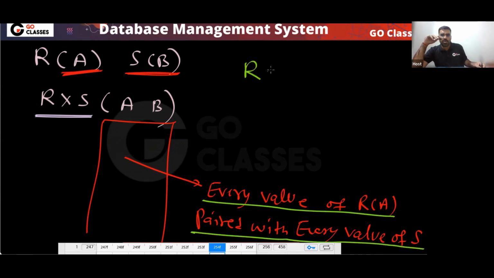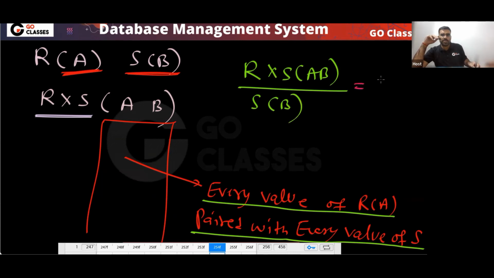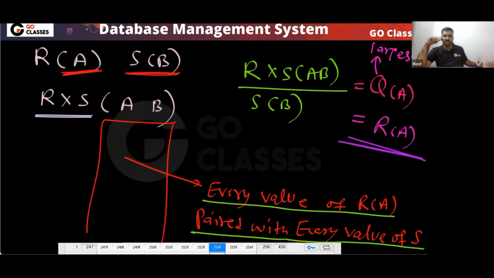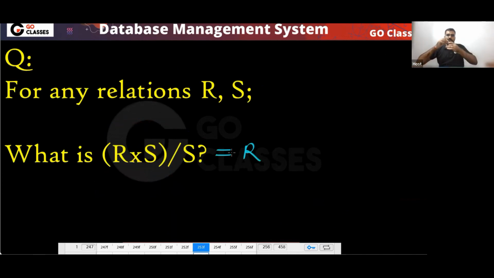So now if I do this R cross S, you have AB. Now if I divide by S, which has B, then what will you get? You will get Q, which is A. But here, this should be the largest also. So this will be the same as R, because every value of A is paired with every value of S. So you will get R. This is very simple to prove. You can very easily prove it.